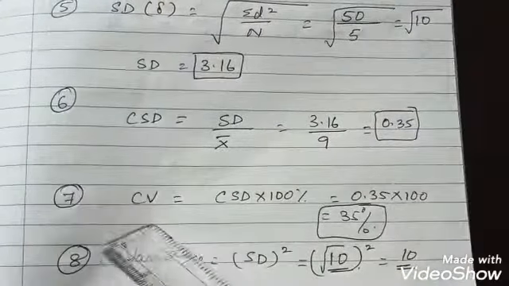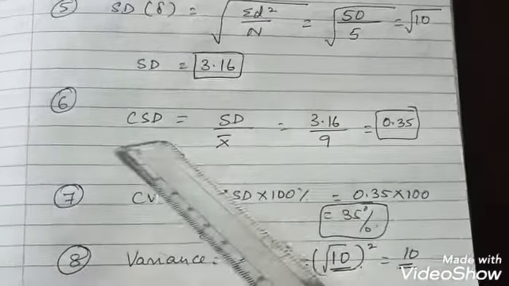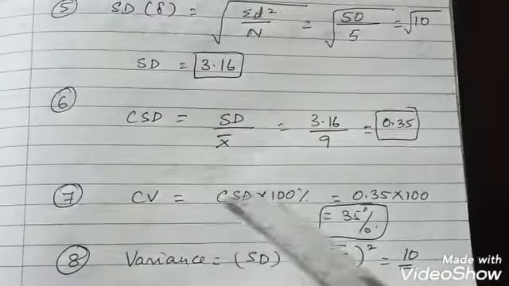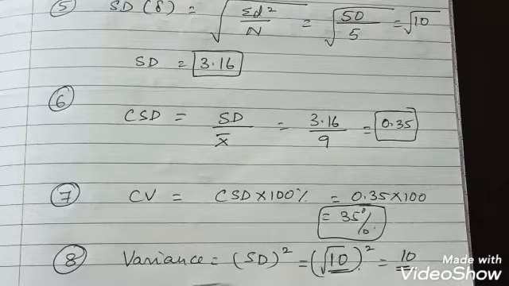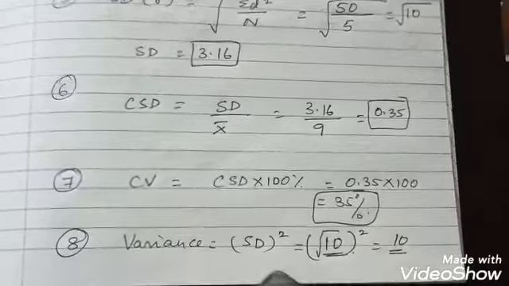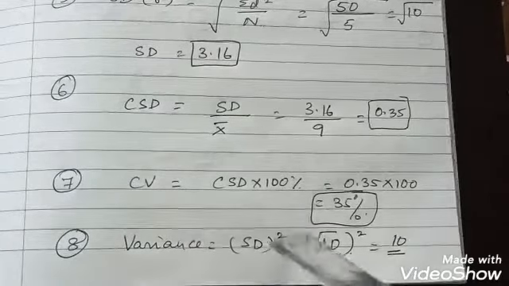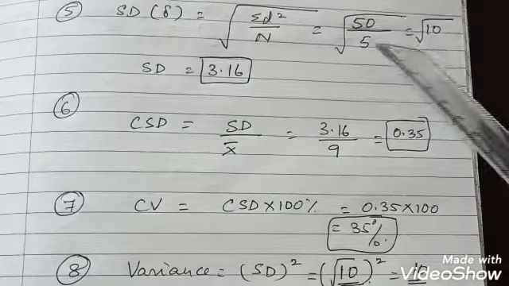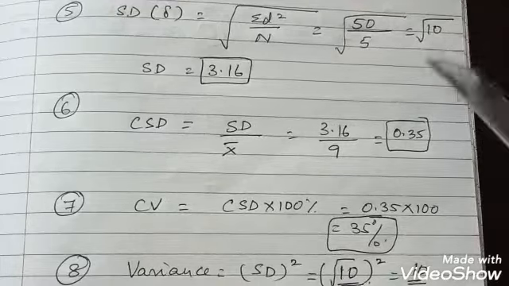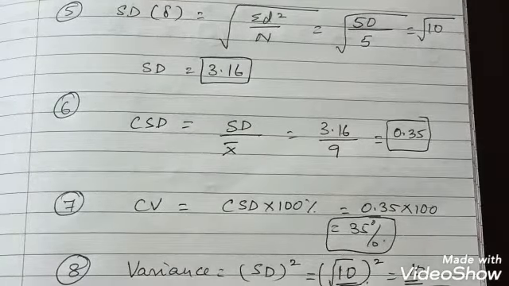But suppose you move ahead, they've asked you coefficient of variation. Then the formula is this answer, CSD, coefficient of standard deviation into 100, which is 35%. You may be asked variance. Variance is nothing but standard deviation square. So ये बहुत easy है, लगते मुश्किल है पर बहुत easy है. Standard deviation square मतलब ये आपका standard deviation है under root 10, उसको square मतलब तुमने under root निकाल देना. The answer is only 10.